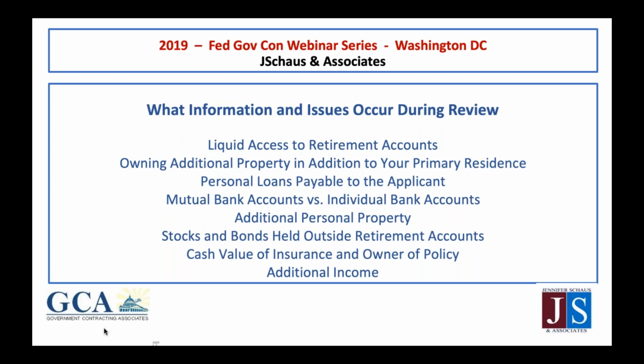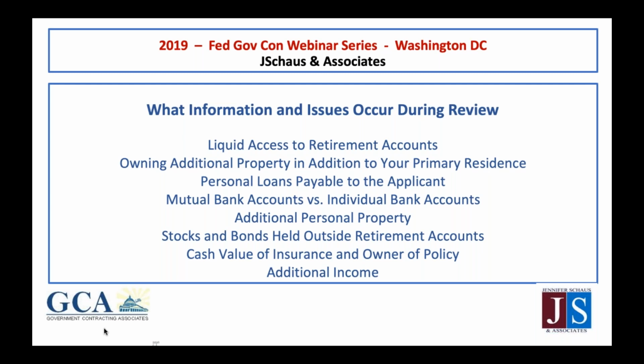Owning additional property in addition to your primary residence, an account under great scrutiny. Personal loans payable to the applicant. Mutual bank accounts versus individual bank accounts. Additional personal property, cars, jewelry, boats, whatever. Stocks and bonds held outside retirement accounts. I have clients who have stocks and bonds, and they do their own trading, and as a result, they do not fall within the purview of retirement accounts, and they will count at face value, and that will likely put you over the threshold of $250,000 in net worth.